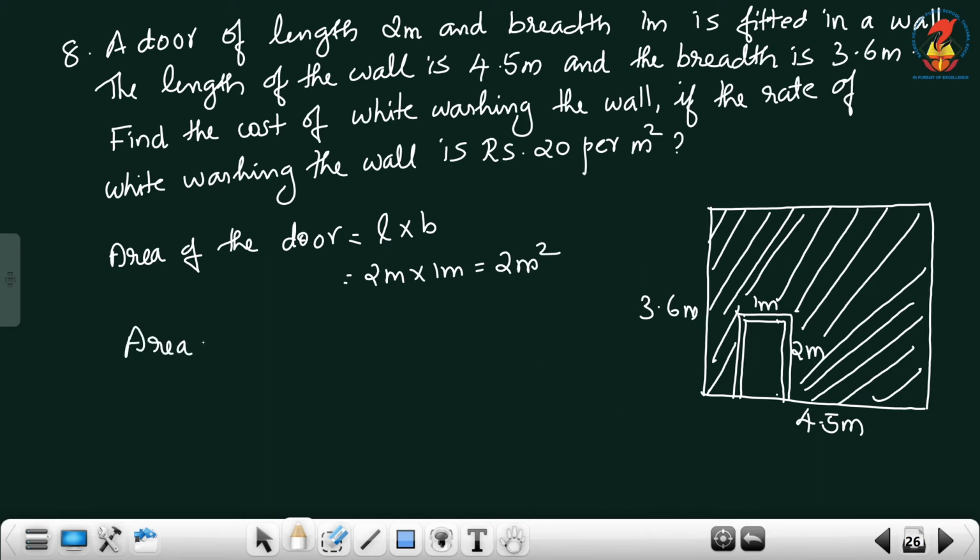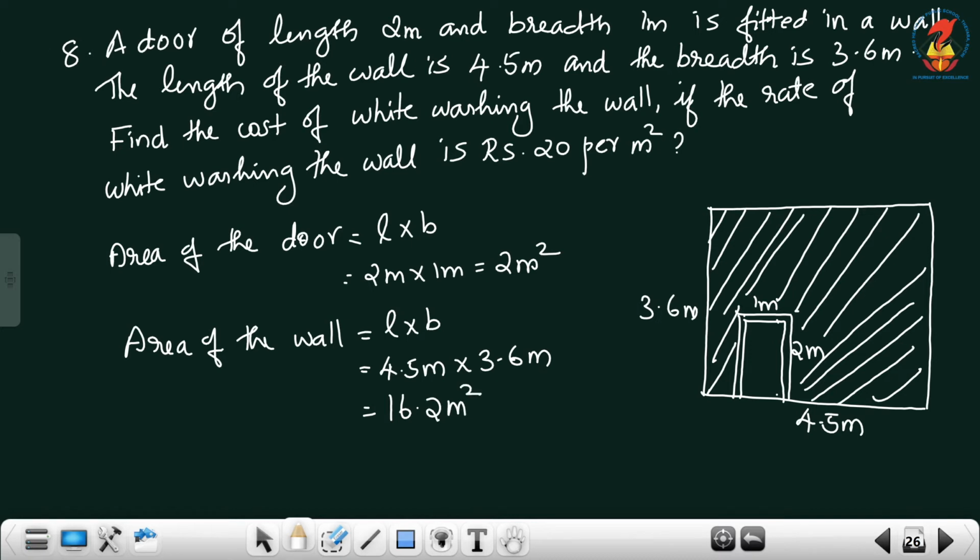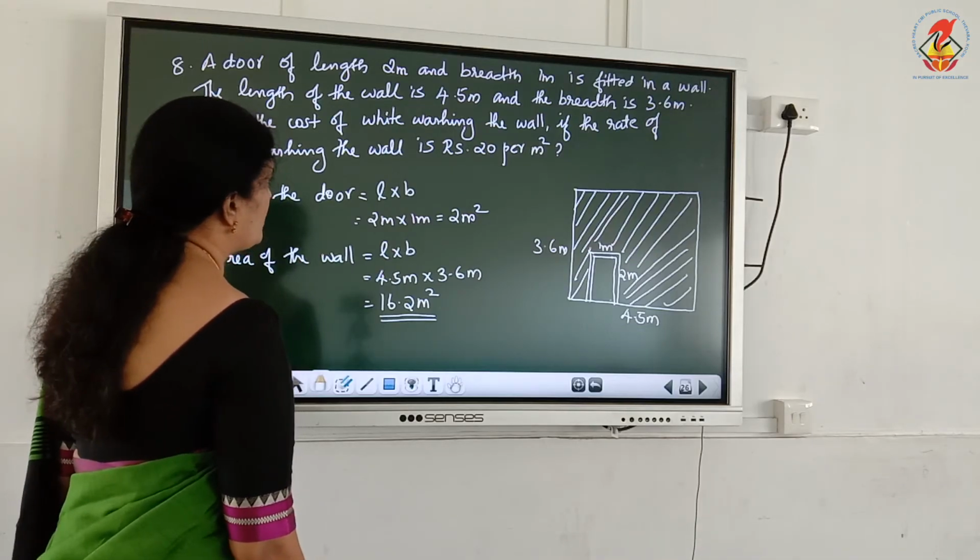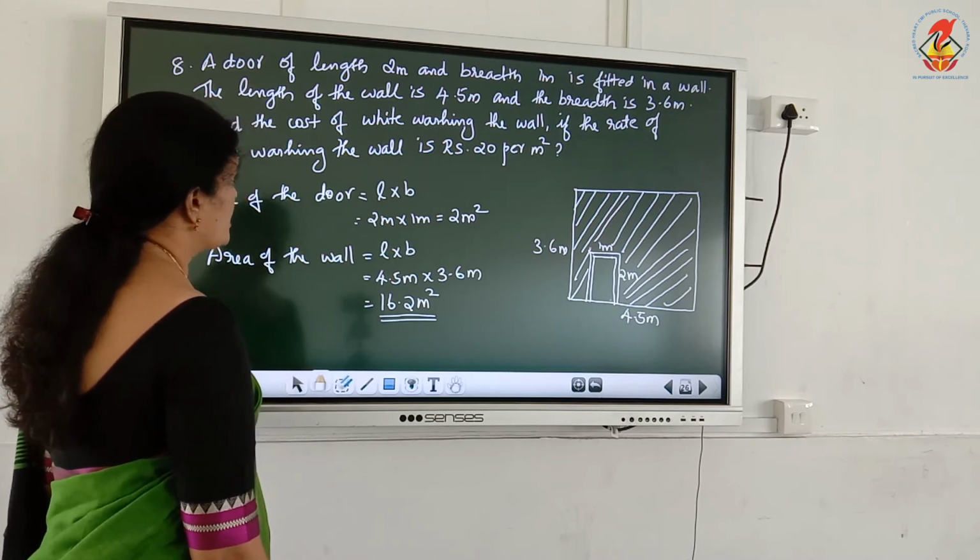Area of the wall is equal to length into breadth equal to 4.5 meter into 3.6 meter, which is 16.2 meter square. Then we have to calculate the cost of whitewashing the wall.